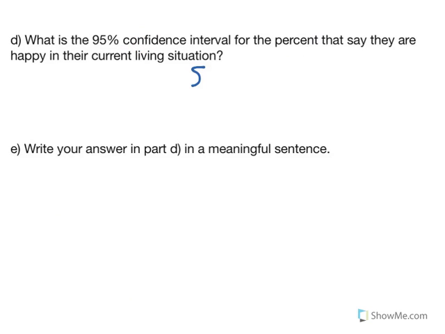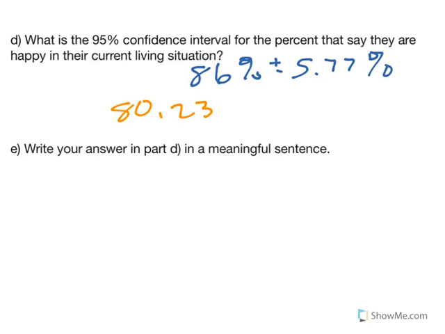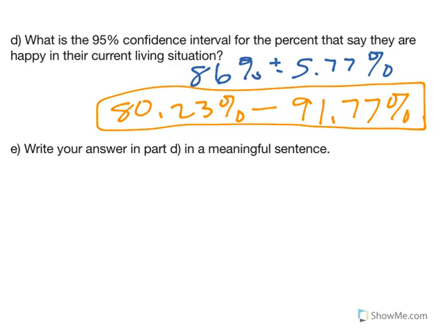So when I go for my confidence interval, I have 86%, and I'm going to add and subtract my 5.77% margin of error. So when I subtract it, I get 80.23%, and when I add it, I get 91.77%. So here in orange is my confidence interval.